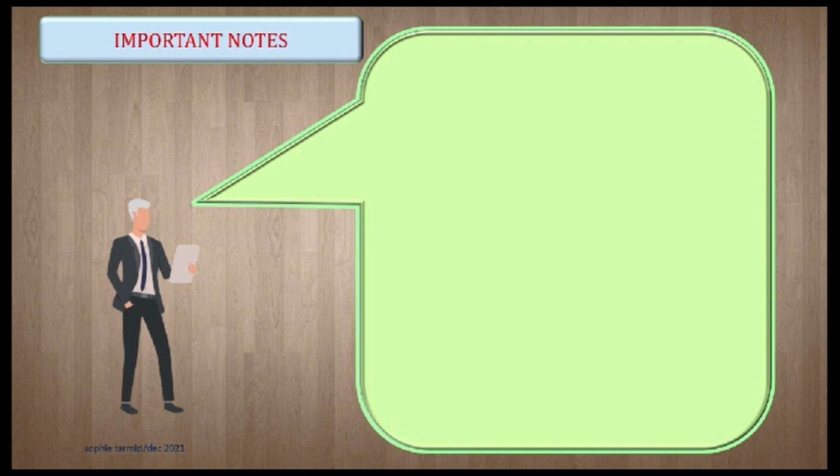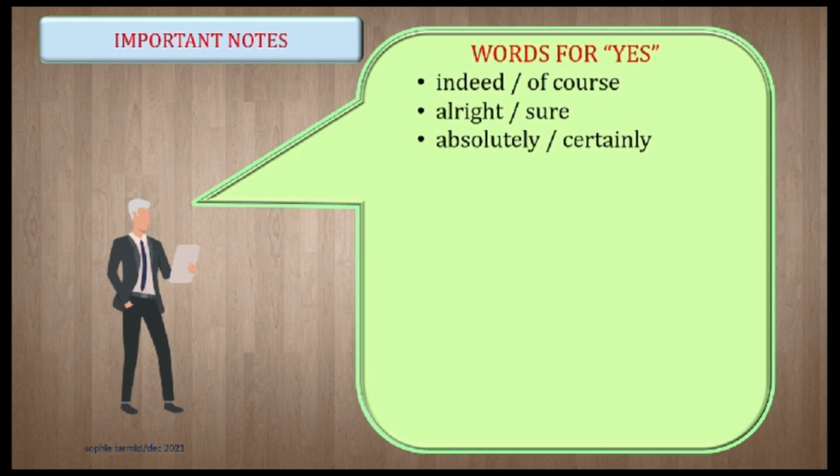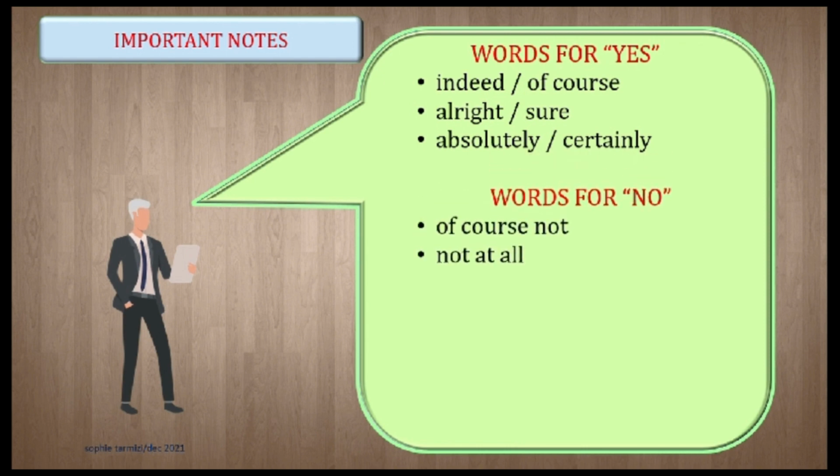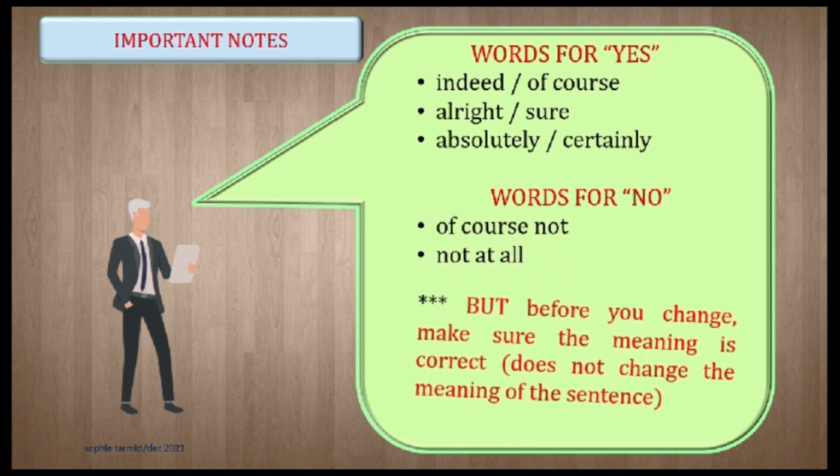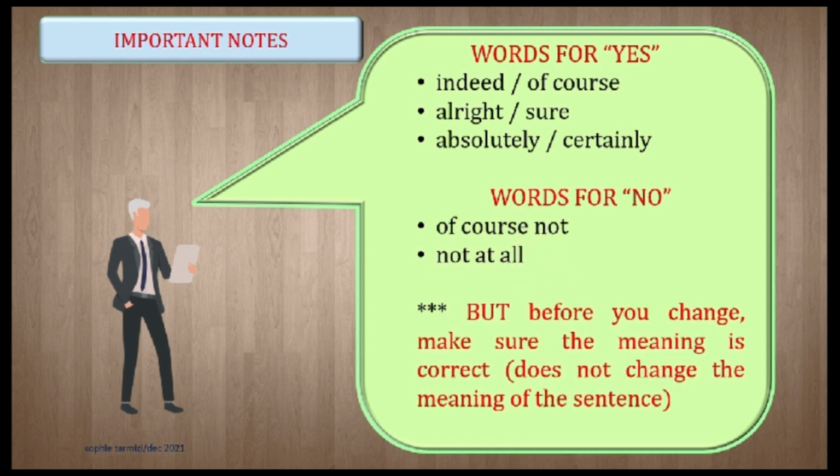So some of the important notes, words for yes: indeed, of course, all right, sure, absolutely, certainly. So you can change the word yes in your writing by using these words, but try to look at the context before you change anything. Words for no: of course not, not at all. Like I said, before you change, make sure the meaning is correct, does not change the meaning of the sentence.